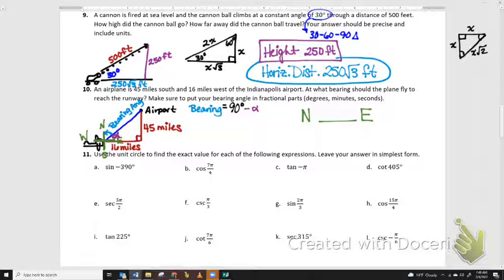How do I find this angle alpha right here? Tangent. So we're going to do inverse tangent of what? 45 over 16. So alpha would be what then?